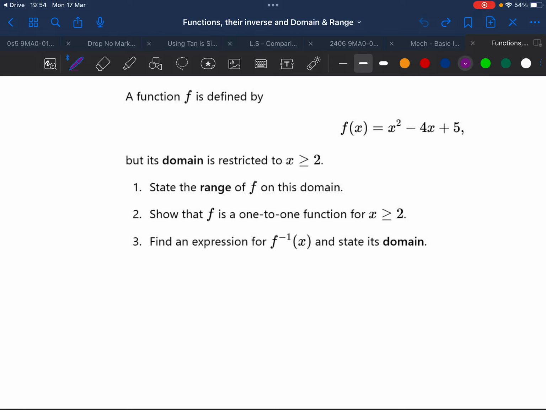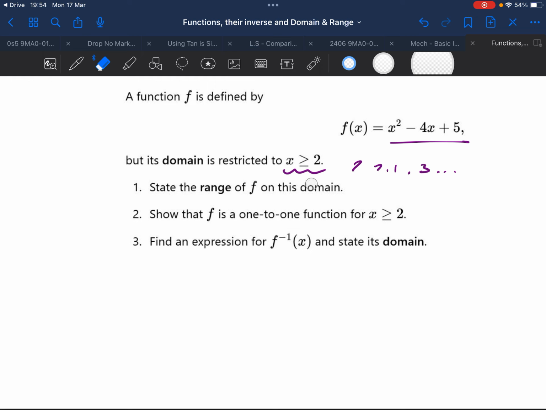We're looking at domain and range, and our first question is, for this function here, we have a domain that's restricted to 2 or more. So this means you can only pick numbers starting at 2 and then like 2, 2.1, 3, that sort of thing, okay? So what would the range of this be?